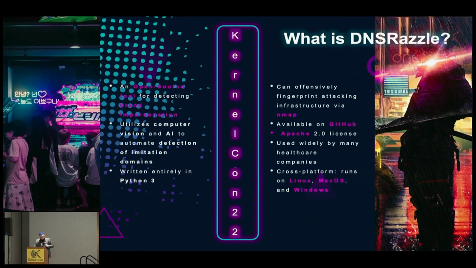So what is DNSRazzle? DNSRazzle is an open source tool for detecting brand impersonation. It utilizes computer vision and AI to automate detection of imitation domains. It's entirely written in Python 3. And it also can offensively fingerprint attacking infrastructure using Nmap and a variety of other features. It is currently available on GitHub, and it is Apache 2.0 licensed. If you want to add a feature to it, please send me a pull request. If you find something wrong with it or it's not working for you, please send me a pull request. It also works cross-platform. It'll run on Windows, Linux, and Mac. And as of about 2 months ago, it also now works in Google Shell.